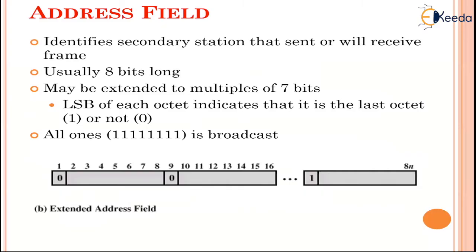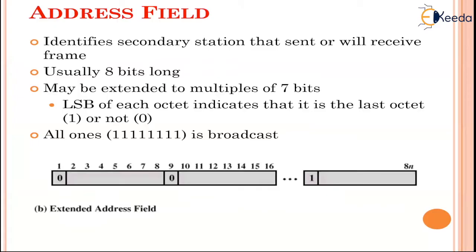The address field is usually 8 bits long, but by prior agreement, an extended format may be used in which the actual address length is a multiple of 7 bits. The leftmost bit of each octet is 1 or 0 according as it is or is not the last octet of the address field. The remaining 7 bits of each octet form a part of the address.